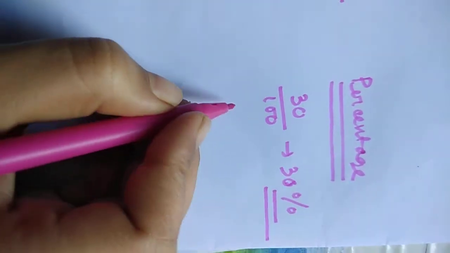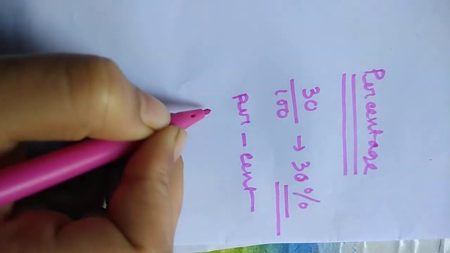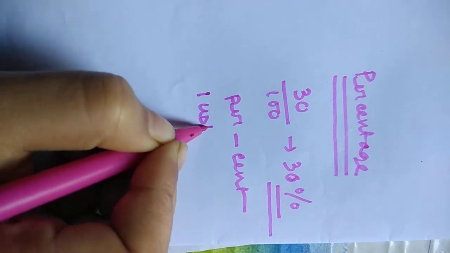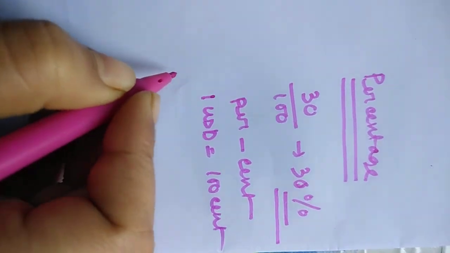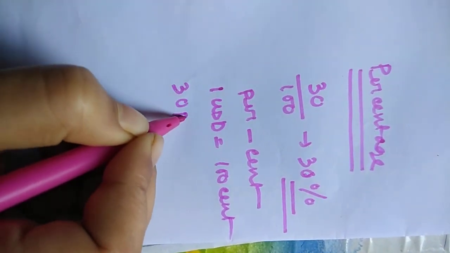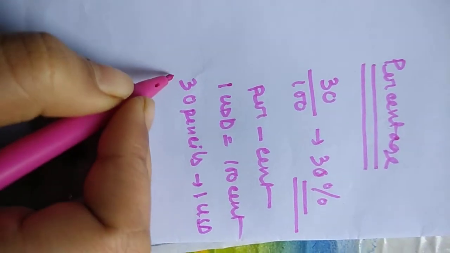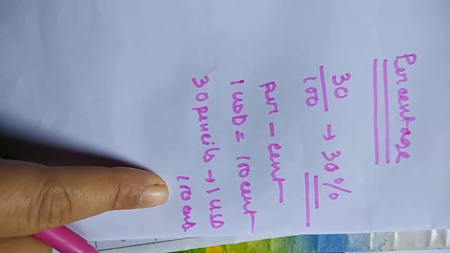Now, what does percentage mean and where does it come from? First, let us investigate the term percentage. Percentage comes from per and cent. Say, we all know the currency $1. Now, $1 is equivalent to 100 cents. Say you can buy a packet of 30 pencils for $1. So how much did this set of 30 pencils cost? 100 cents.